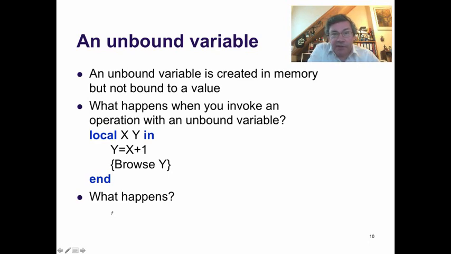So let me show you this with a simple example, starting with the simple concept of an unbound variable. It's all based on unbound variables. So let's create an unbound variable in memory, and let's try to do a calculation with it. For example, here x is an unbound variable, y also is unbound, but then we try to do y equal x plus 1. So what happens when we try to do this? What happens when you try to use an unbound variable in a calculation? Well, from this simple question, we build the whole deterministic data flow idea.